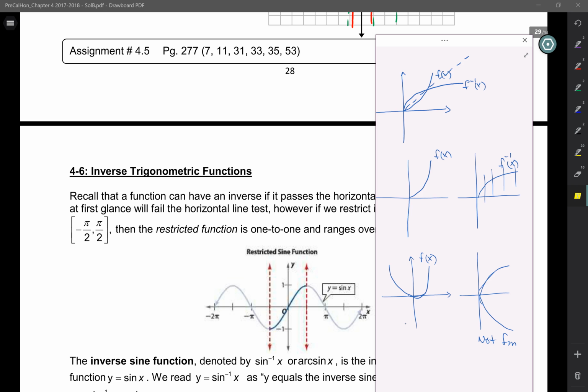So how would we know without graphing it? Well, if the inverse is going to pass the vertical line test, the function has got to pass the horizontal line test. So if you look at that f of x, it doesn't pass the horizontal line test. That means its inverse is not going to be a function. In the previous example, it does pass the horizontal line test, so its inverse is a function.